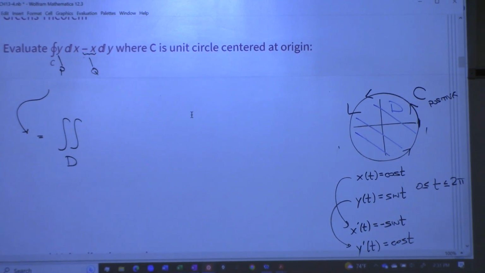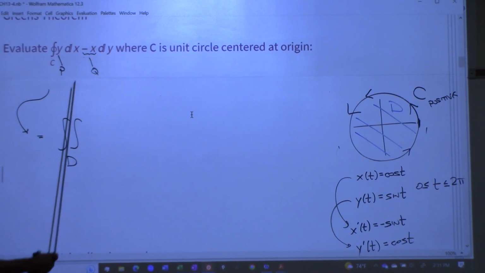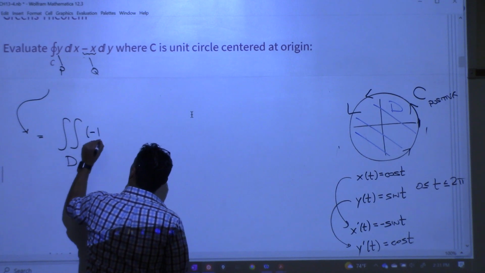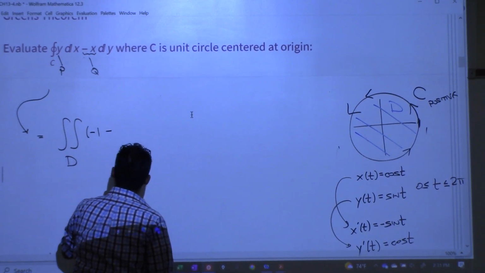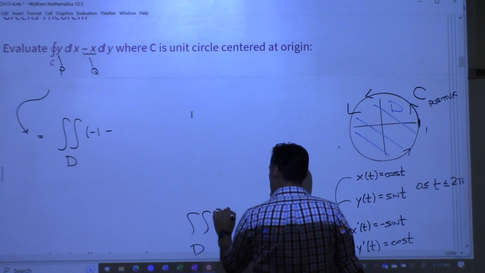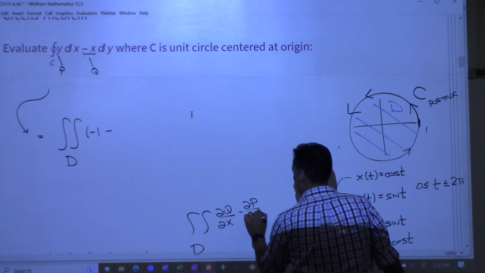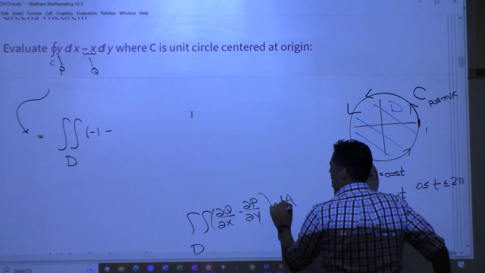So what's the partial of Q with respect to X? Zero. Wait, partial derivative. This is the Q. Q is this right here. Negative 1 is the derivative of that with respect to X. So negative 1. Okay, and then minus, look, this is the formula. That's Green's theorem.